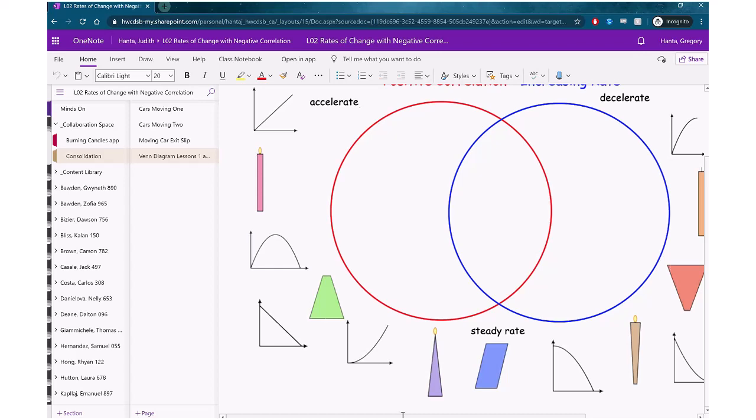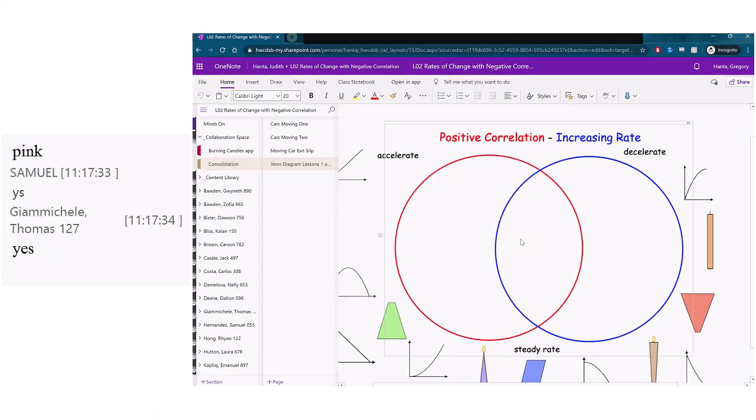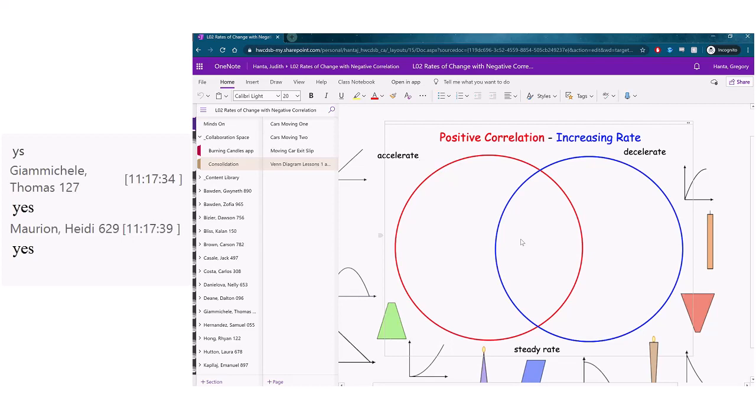On this Venn diagram, the red circle has positive correlation and the blue circle are things that are decelerating. So you drag the images to where they go. Anything with positive correlation gets moved to the red circle. Anything that's an increasing rate of change gets moved to the blue circle. If you have both positive correlation and an increasing rate of change, then you would belong in the overlap. All right, does that make sense to everybody? Do you understand the two pieces you're to be working on for consolidation? Everybody else comfortable with those two pieces for consolidation?